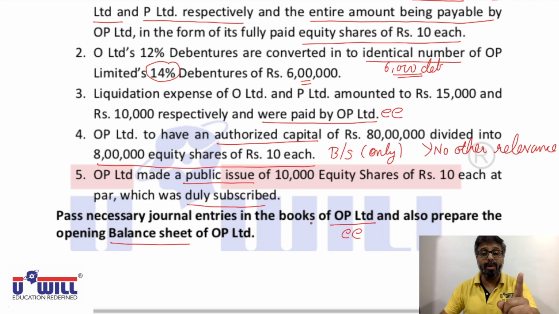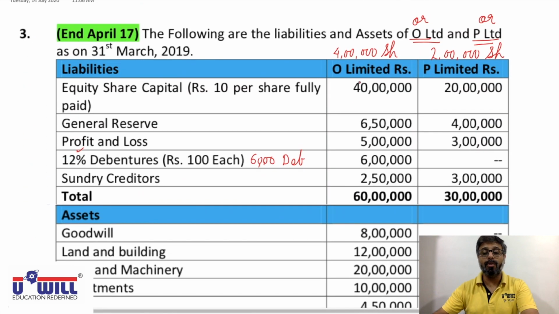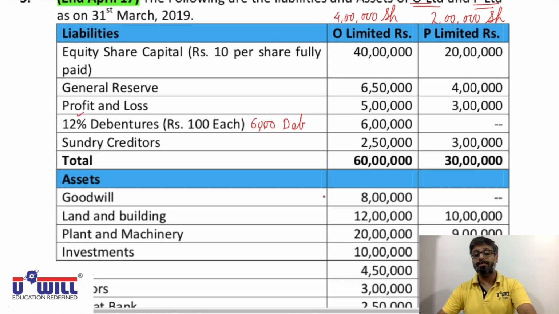But a piece of advice, suggestion, and strictly follow that. All of you must try on your own the entries of O Limited and the ledger accounts of O Limited, entries of P Limited and the ledger accounts of P Limited. Do try that, then only you'll get confidence in this chapter.